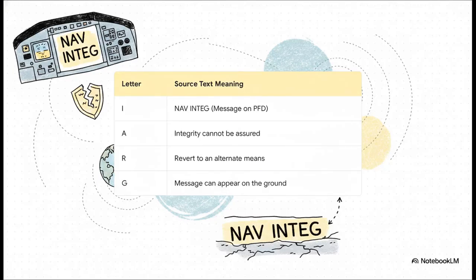See how beautifully this maps out? Every single letter connects perfectly back to the protocol. I ties directly to the NavInteg text. A connects to the fact that integrity cannot be assured. R commands you to revert to an alternate means, and G reminds you about the ground exception. Memorize those 4 letters, and you have literally memorized the entire source procedure verbatim.